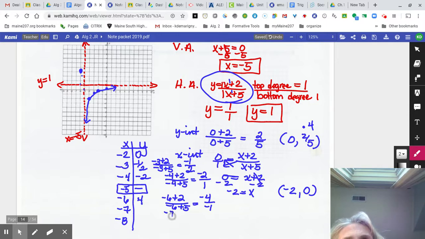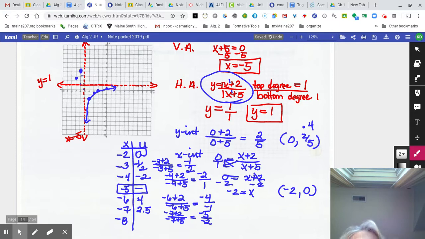-7. -7 plus 2 over -7 plus 5. So I have a -5 on top, and then I have a -2 on the bottom. And negative over negative is positive, and 5 over 2 is 2.5. So I'm going to go to -7. So there's -7, and I'm going to go up 1, 2, and a half. And that's the one that matches this one.